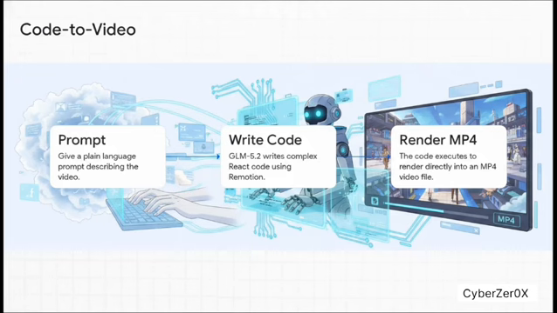Let's see how this builds into fascinating new use cases, like code-to-video generation. Imagine you want to create a video. Instead of opening traditional editing software, you just give the model a plain language prompt describing what you want. GLM 5.2 then writes complex code using web and animation frameworks like React and Remotion, and that code executes to render directly into an MP4 video file. It literally programs the video into existence based entirely on your text prompt.